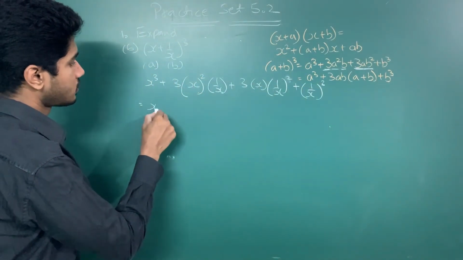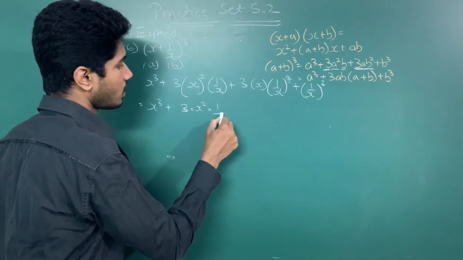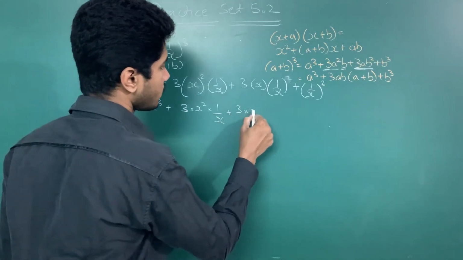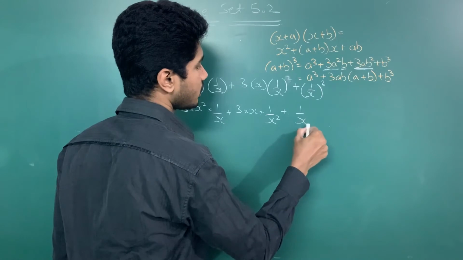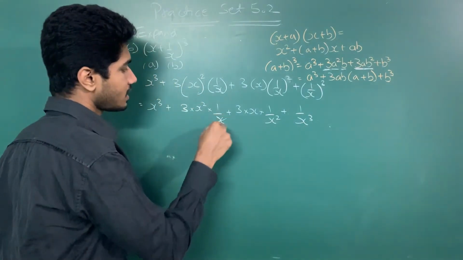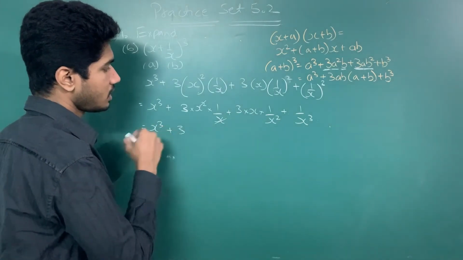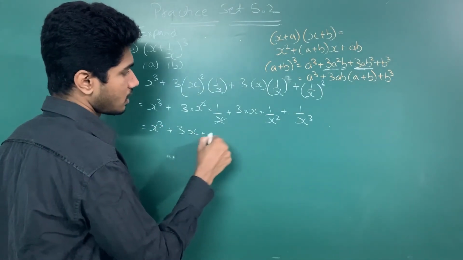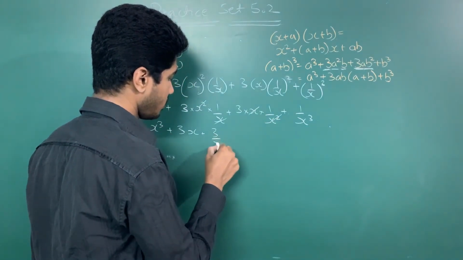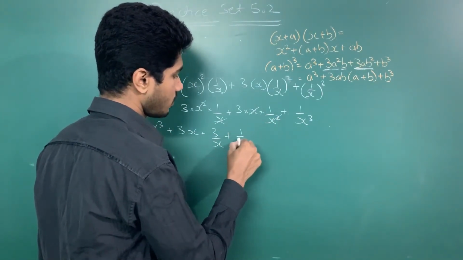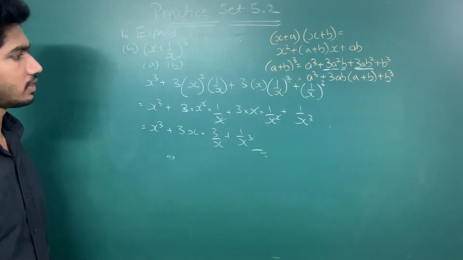So x cube plus, this will be x square into 1 upon x plus 3 into x into 1 upon x square plus 1 upon x cube. So this x and x square will get cancelled. You get x cube plus 3x, and over here also this will get cancelled, and you are left with 3 upon x plus 1 upon x cube. So henceforth this becomes your final answer.